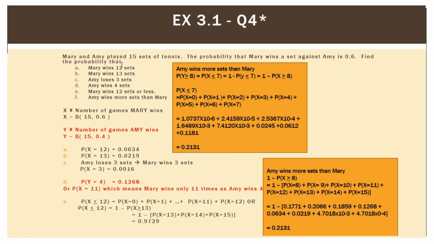Find the probability that... in here you can see the event will be number of games. But now instead of only one, like what you did before, you have two. One is Mary and one is Amy. So I would suggest for you to write two events like this. One you write X, number of games Mary wins, and one you write Y, number of games Amy wins.